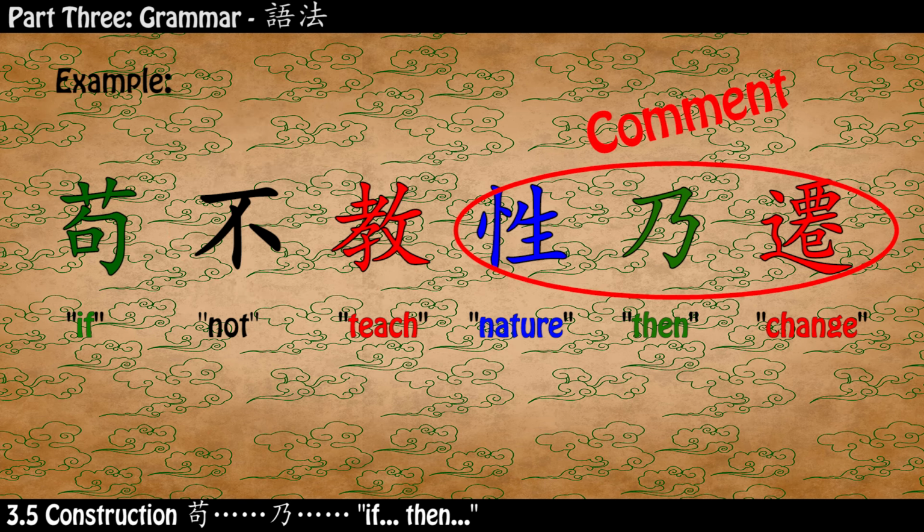性乃迁 is the comment, the result of the hypothetical lack of education, which is that the 性 nature of the untaught individual will 迁 change, presumably for the worse. 乃 then is used to emphasize the contrast between the topic and the comment.